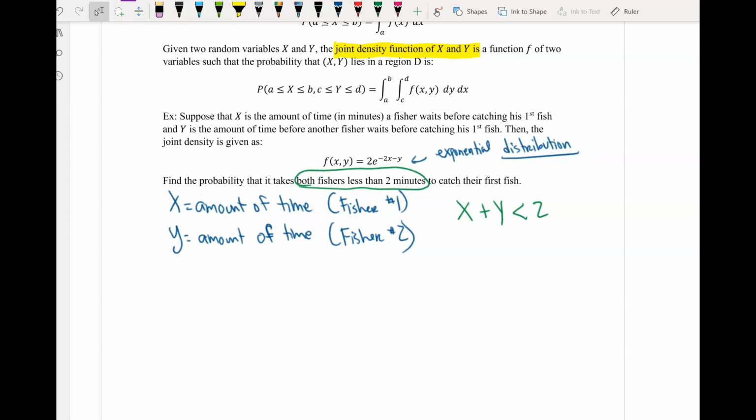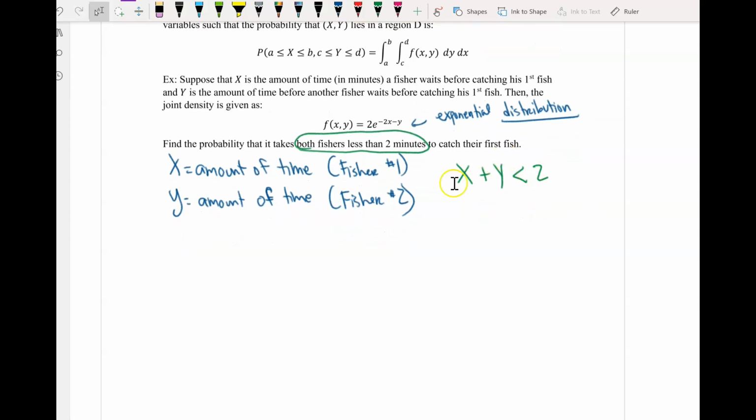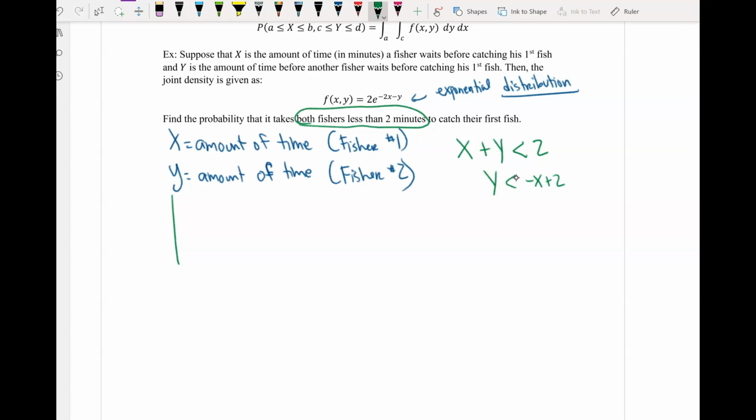Okay, so whatever their sum of time is to catch their first fish, it better be less than 2 minutes. Now let's draw this region. Let me solve for y. We get y is less than negative x plus 2. If we think about what that looks like, here's your x and here's your y. This is going to be a slope of negative 1, going up 2 and then down 1 over 1. So this graph basically looks like this. This is the region that I'm looking at.